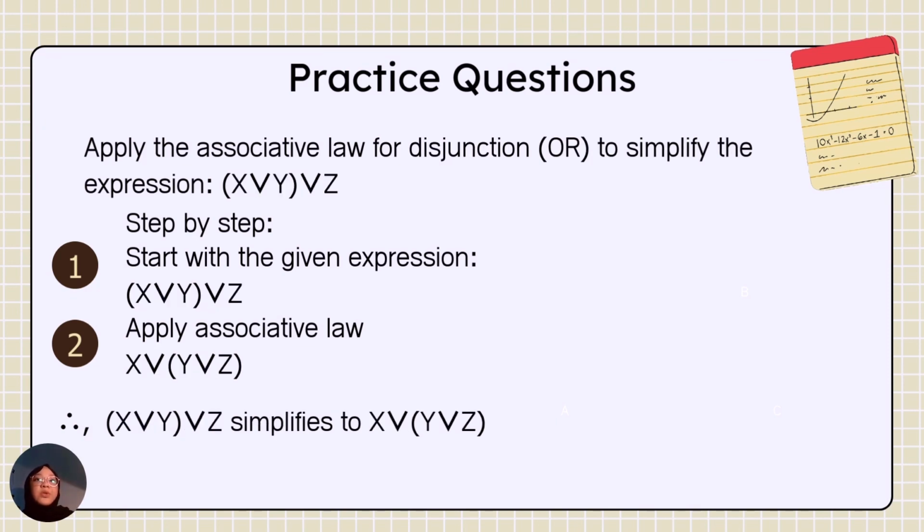Now a practice question for disjunction: apply the associative law for disjunction or to simplify the expression (x or y) or z. So start with the given expression (x or y) or z. Once you apply associative law, the bracket will be at y or z. Therefore, (x or y) or z simplifies to x or (y or z), with the bracket at y or z. So that's all from me.